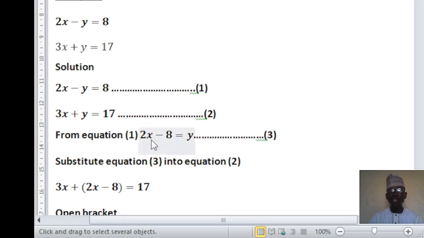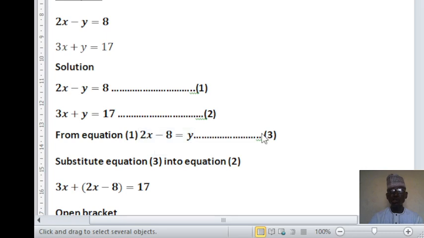Look at it here. See the minus y. Taking it to the other side, after the equality sign, it becomes positive y. The 8 at the other side, you take it to join 2x, it becomes minus 8. So on the whole we have 2x minus 8 equals y. We call this equation 3.